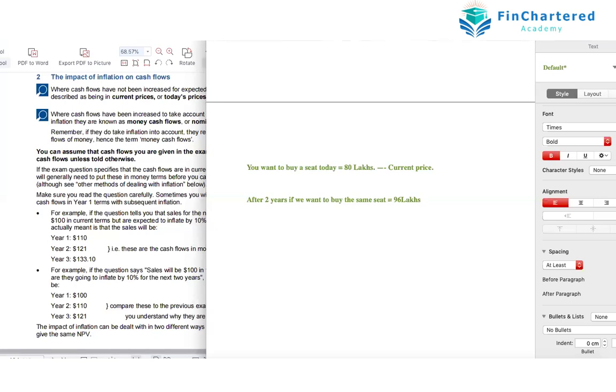This is the nominal price. This is basically the price that reflects the inflation, or that has taken into account the inflation. Clear, Nitish? Is this simple? So current price is the price today without inflation, and nominal price is the price after a certain number of years that has taken into consideration inflation.